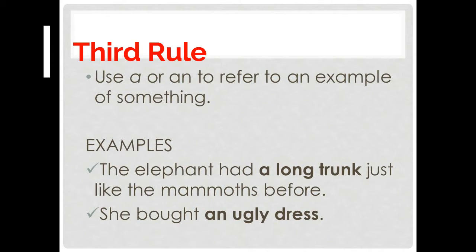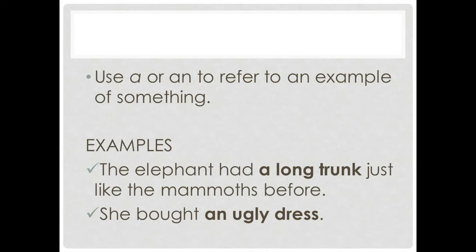Use a or an to refer to an example of something. Examples: the elephant had a long trunk just like the mammoths before. She bought an ugly dress.